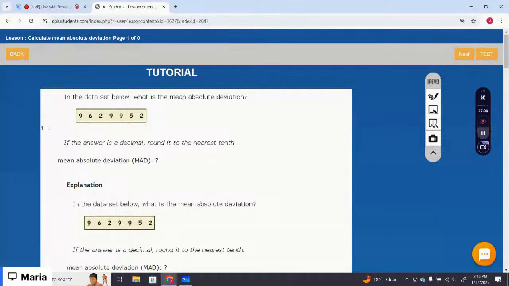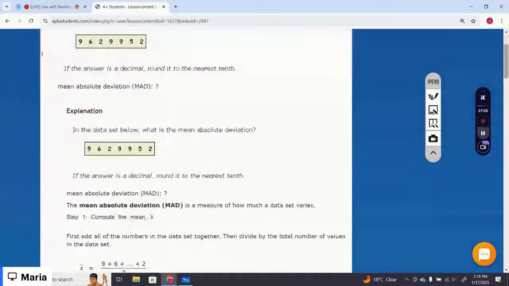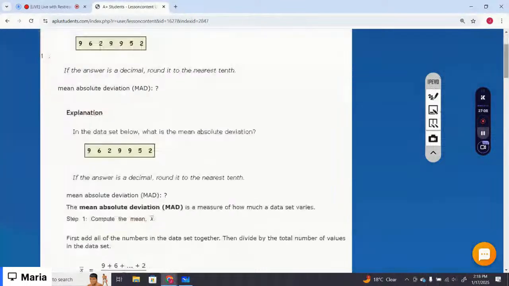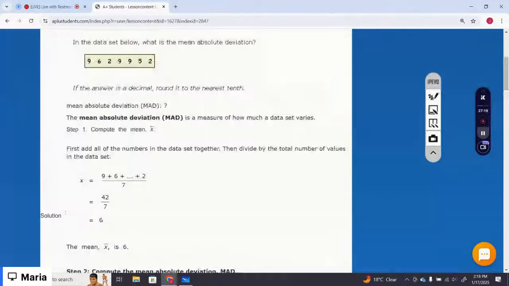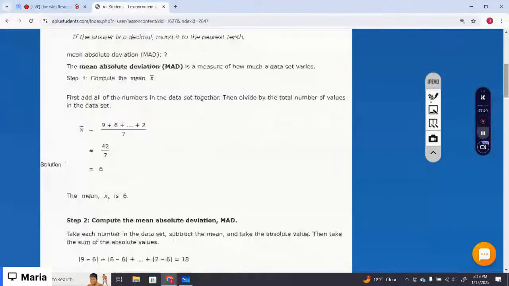So for the mean absolute deviation, the first thing you need to do is calculate the mean. So how do we calculate the mean? You need to add all the numbers in the data set and divide by the total number of values given in the data set. Simply mean, right? So for the given data set, if we calculate the mean, that is 6.